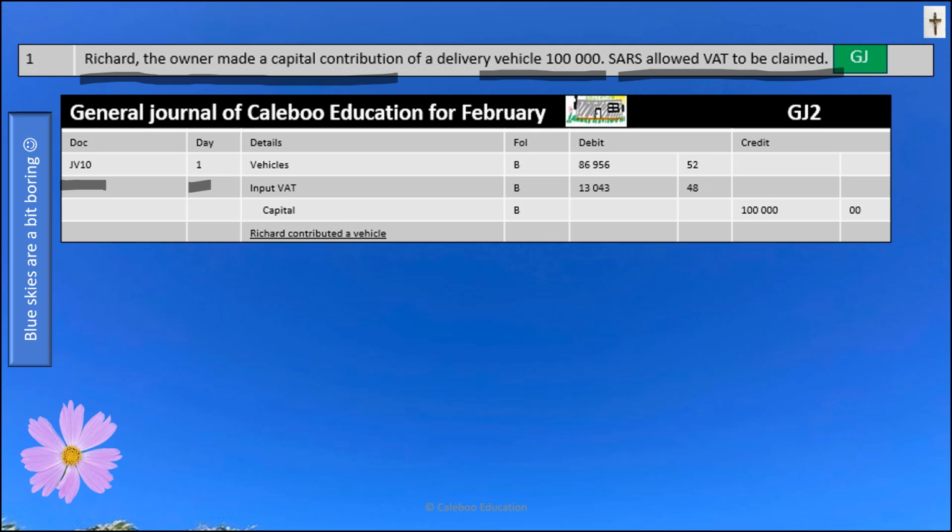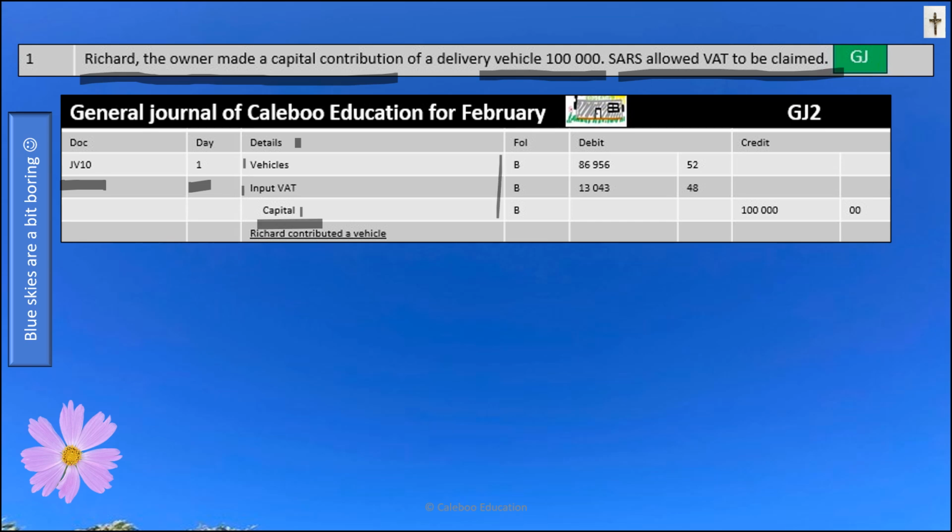Now under details, remember, we're going to put in there the names of the accounts that were debited and credited. Now vehicles is an asset, so we debit vehicles. The business can claim input VAT, it's an asset. So both the value of the vehicles and input VAT, the value of the asset has increased, and the rule says an increase in assets, debit this account. And an increase in capital, we credit the account.